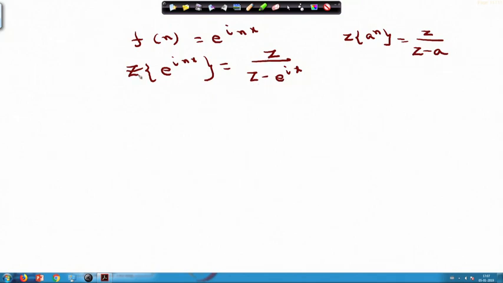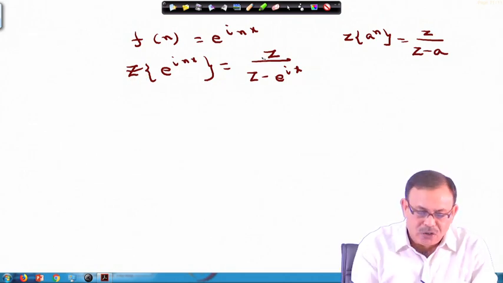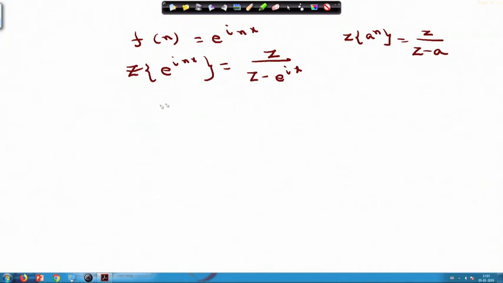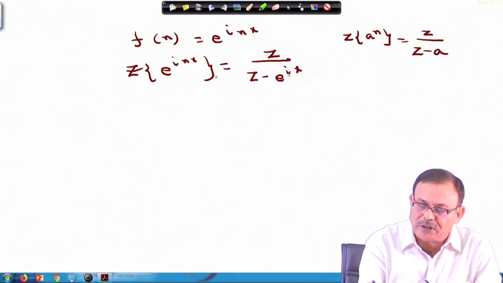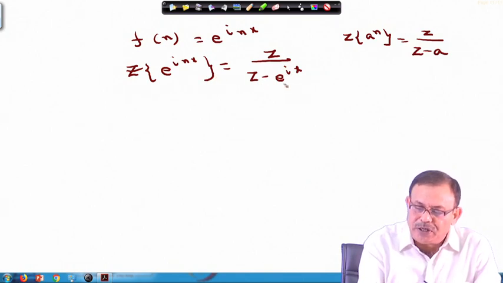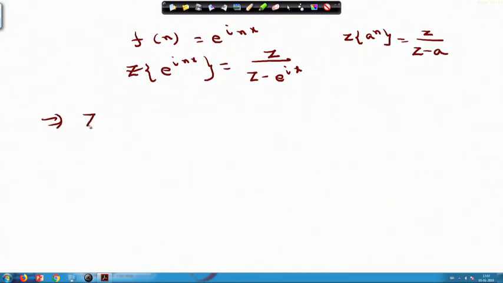Please note that I will use other notation here, this z, and this z is the parameter, a complex variable. Now, once I obtain the Z transform of e power i n x as z by z minus e power i x, from here I can write, I am writing z like this so that there is no confusion, Z transform of cos n x plus i sin n x, e power i n x I can break it into this.